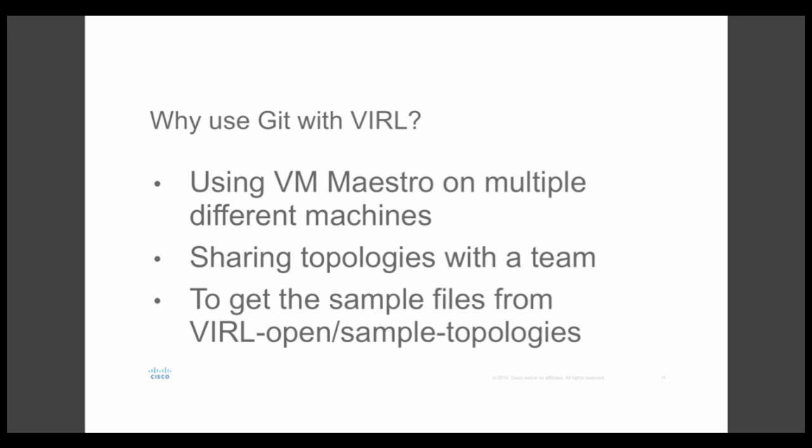One use case has come up a couple times on the forum. If you're using VM Maestro on multiple different machines, maybe you have it on your workstation, but you also want to use VM Maestro on your laptop when you're outside enjoying the weather. In those cases, you can copy files back and forth between your machines or use Dropbox or something like that. From my perspective, it's usually a little safer to use something like Git.